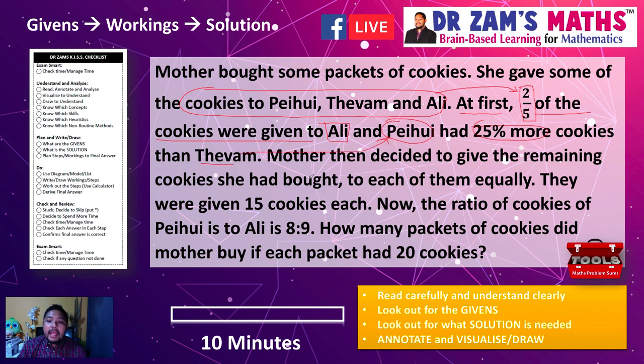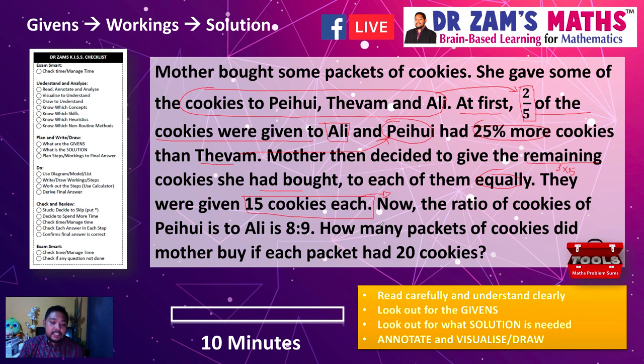Then mother decided to give the remaining cookies she had bought equally to each of them. So 15 cookies each. This is the other given. And like I mentioned earlier, you can then derive another given, and that is the remaining here is 3 times 15.